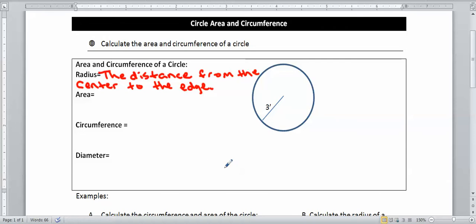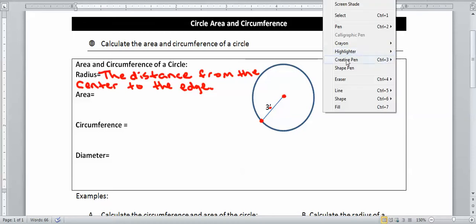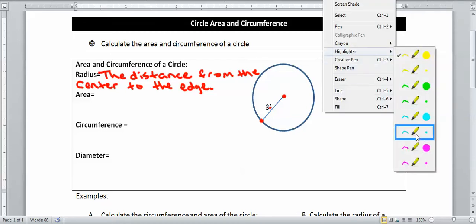Okay, so here I have a circle with a radius of 3. Here's my center, and here is the radius. It is a 3-foot radius. I can tell it's feet because of this little symbol right here. Alright, now the actual area of a circle is the space inside the circle.